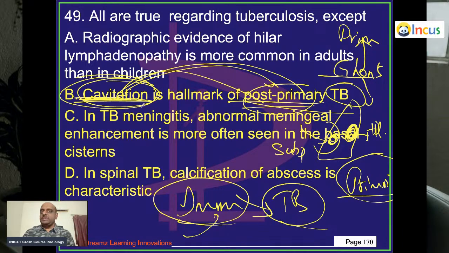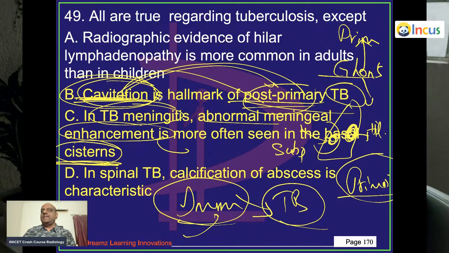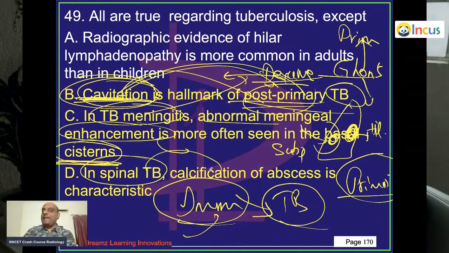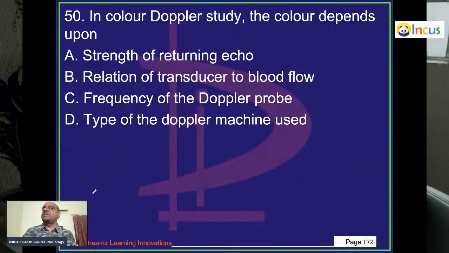In TB meningitis, there is an abnormal meningeal enhancement, which is typically seen in the basal cisterns. That's the reason always TB meningitis, you need to give what? Dexamethasone. By giving dexamethasone, you are preventing the basal meningitis, and because of that lower cranial nerve palsy will be avoided. Similarly, in spinal TB, calcification of the abscess is very, very characteristic, doctor.